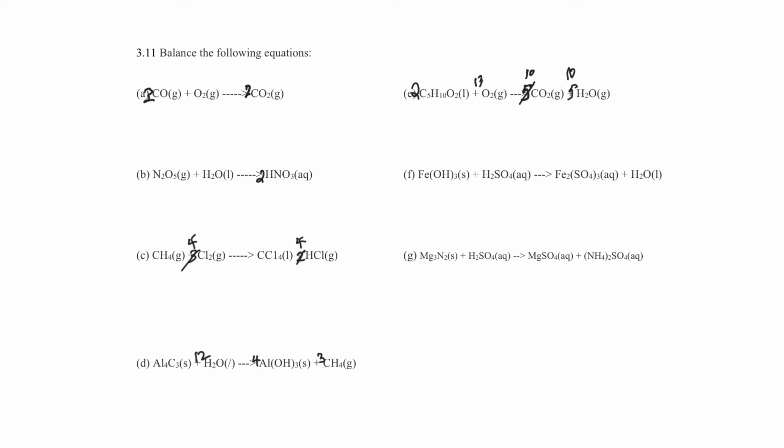Okay, F. I've got iron and iron. I've got 1 on the left, 2 on the right. So I have to double that one. Let's see if I can keep sulfates together. I've got 1 sulfate on the left. I've got 3 sulfates on the right. So I'm going to go ahead and multiply that by 3.